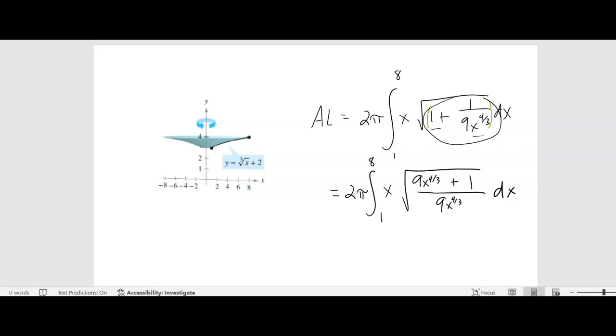And then this is a perfect square, right? So that's kind of a hint. This is a perfect square, not the numerator. And the square root of that is 3x to the 2/3, right? So I'm going to actually take the square root of that.